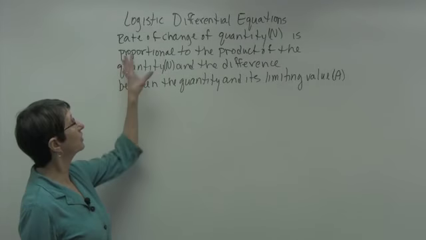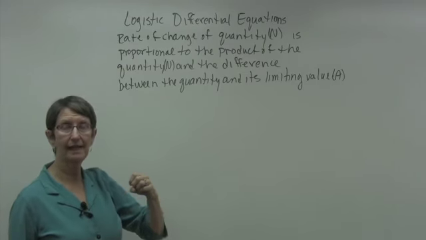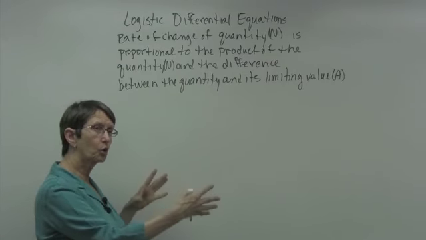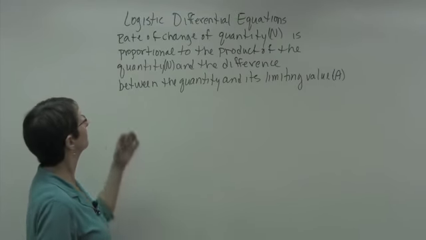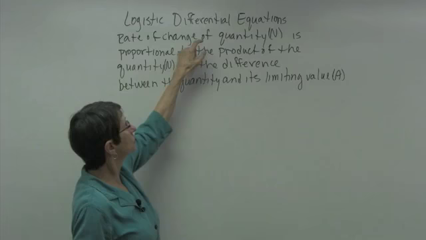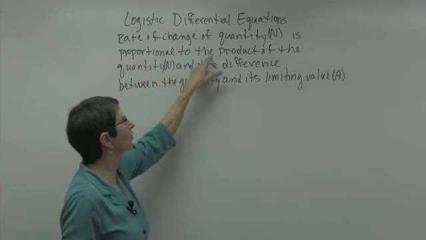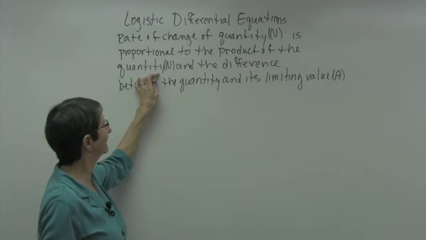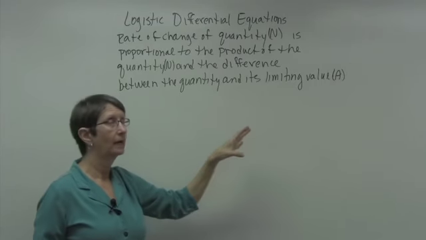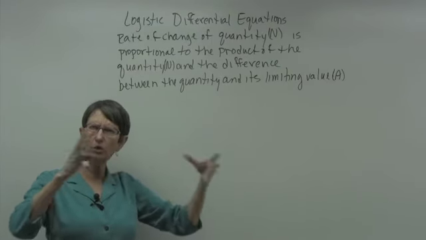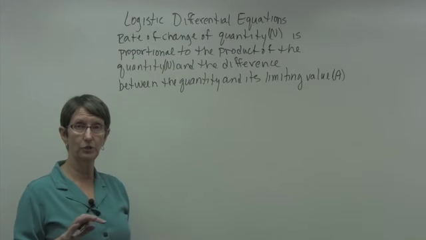You've seen a logistic function before. We're now going to look at logistic differential equations and see how the words give us what we need to then get the formula for a logistic function. The rate of change of a quantity n is proportional to the product of the quantity n and the difference between the quantity and its limiting value. You'll note that the words seem to be getting longer. So let's go back and take all these words and put them just into a math equation.